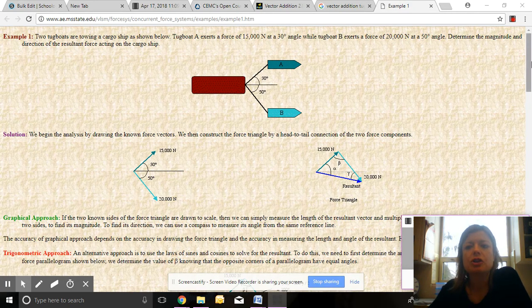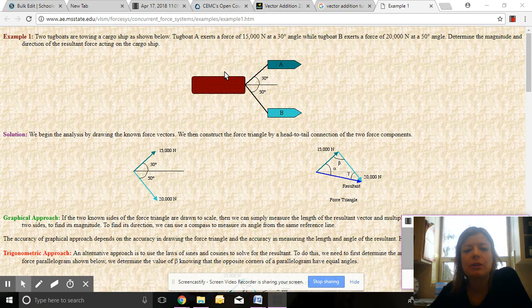Okay, I'm going to start with just showing an example of where vector addition would be used. Something like this: two tugboats are towing a cargo ship as shown below. Tugboat A exerts 15,000 newtons of force at a 30-degree angle, while tugboat B exerts a force of 20,000 newtons at a 50-degree angle. Determine the magnitude and the direction of the resultant force acting on the cargo ship. So in other words, where is this cargo ship actually going to go?